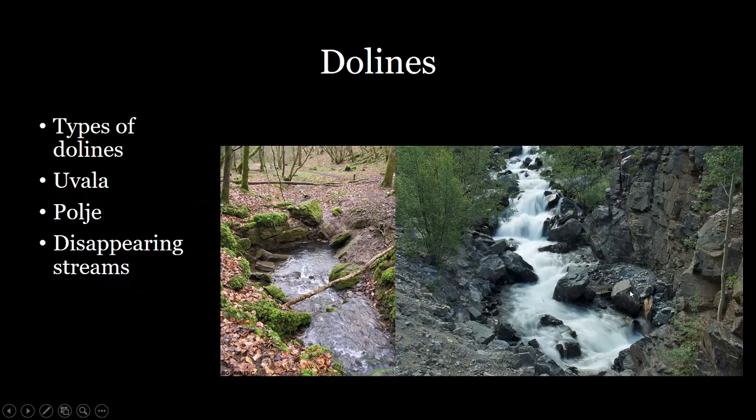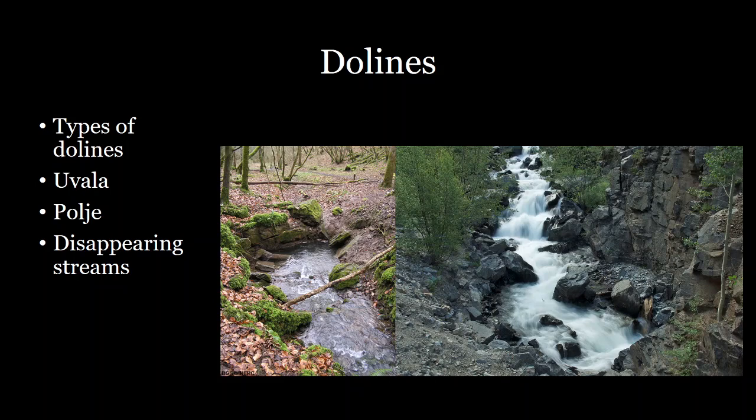Another interesting feature of karst topography are disappearing streams. So this is when a stream is flowing over a landscape and then it hits a sinkhole or a doline that then leads to a cave system. And so then that entire stream goes underground and enters that cave system.